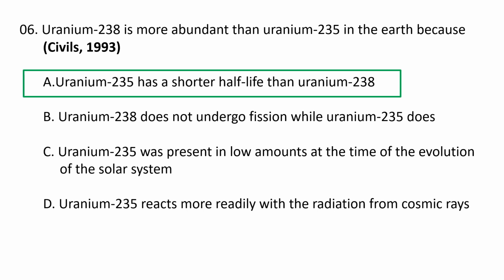Uranium-235 has a half-life of 703.8 million years, while uranium-238 has a half-life of 4.5 billion years. So since the earth is about 4.6 billion years old, the amount of the uranium-238 that had existed at the time of the earth's birth has now reduced to half. So uranium-235 has shorter half-life than uranium-238. A is the correct answer.